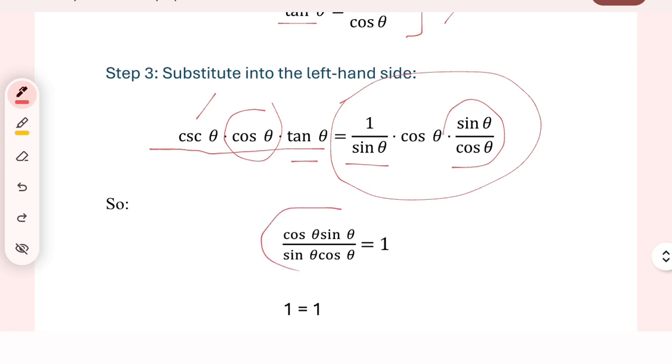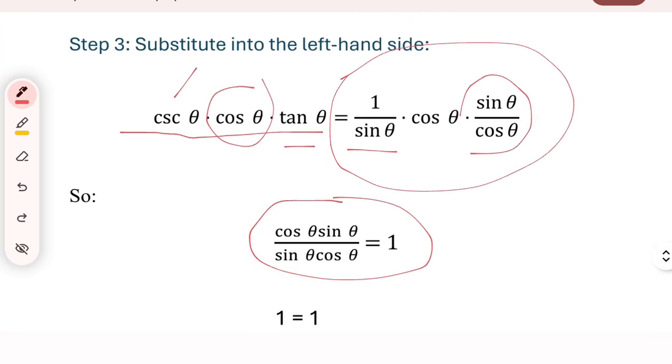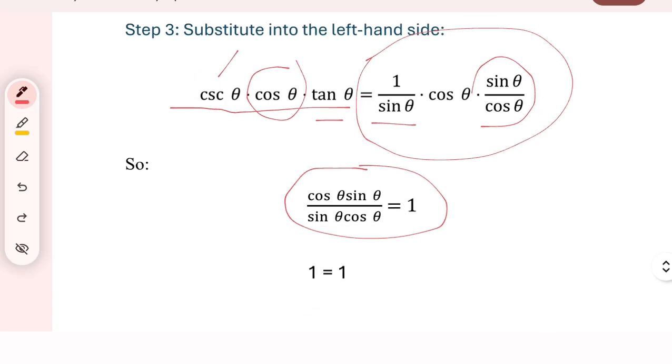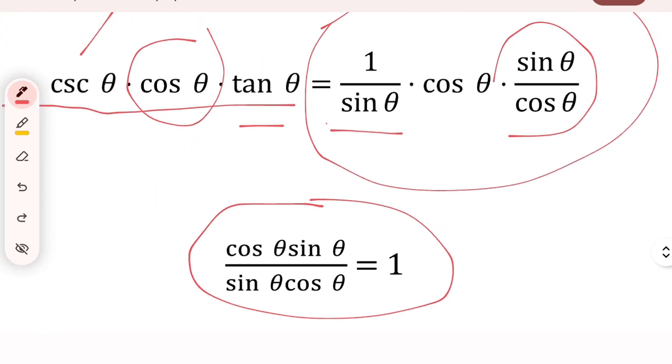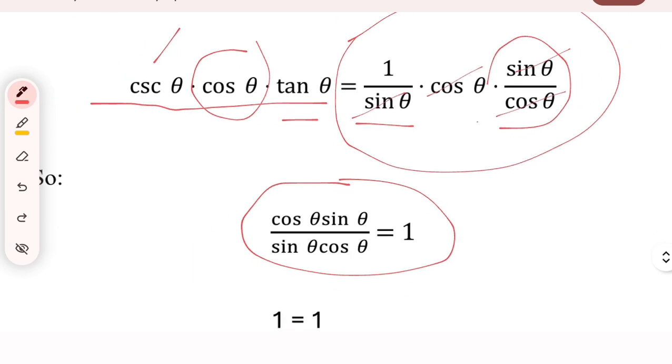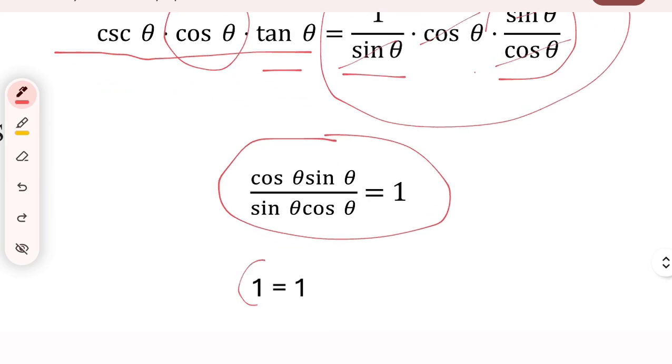This is the original one. Can we prove that it's equal to 1? What do you think? Of course it is equal to 1. Why? As you can see, we have sine and sine, up and down, that can be cancelled. And we have a cosine, up and down, that can also be cancelled. So what is left on the left side is 1. So this one would actually be 1, right? And the right side, of course, is already 1. Therefore, we have proven that the left side is equal to the right side.